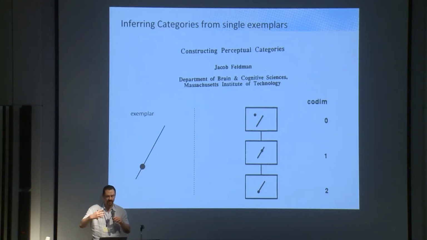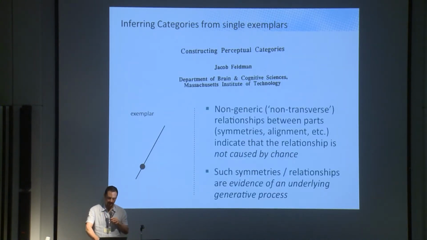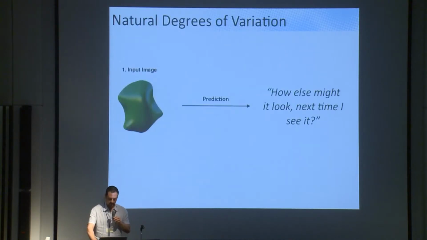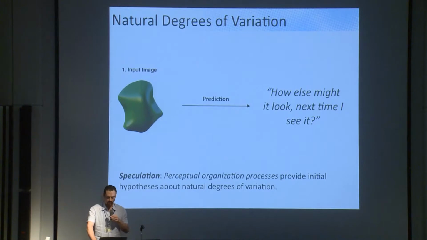that allow you to make hypotheses about the generative structure that is underlying that. Yeah, so non-generic relationships between parts, so symmetries, alignment, and so on, can indicate that something is caused by a generative process rather than by chance. Okay, so how else might it look next time I see it? The idea is that our perceptual organization processes provide some initial hypotheses.